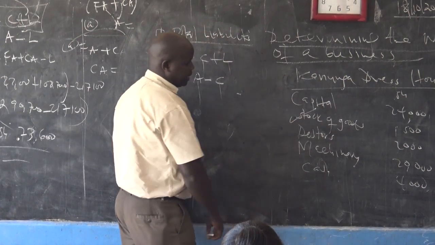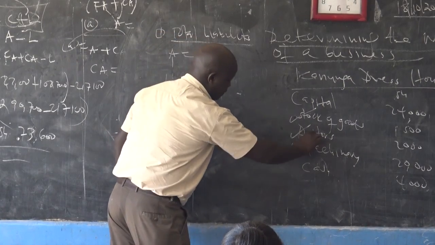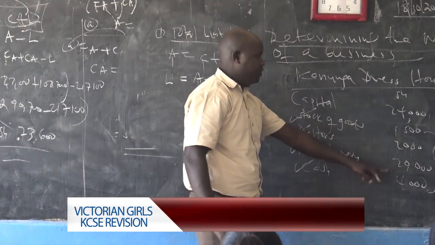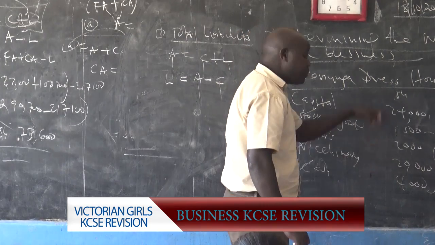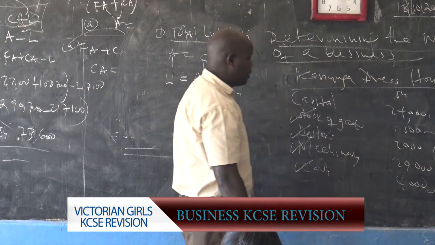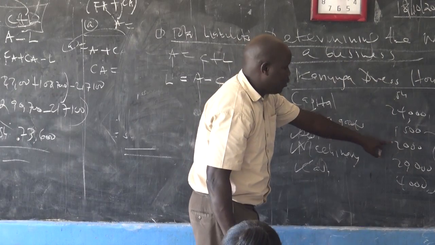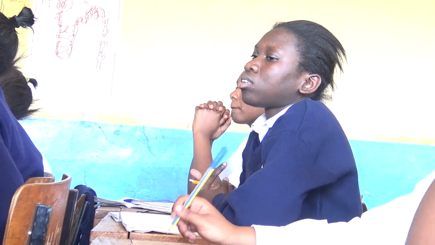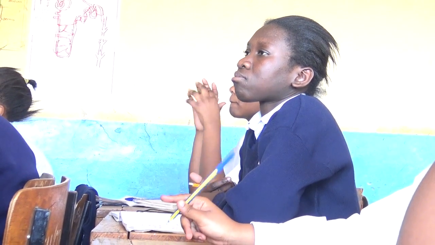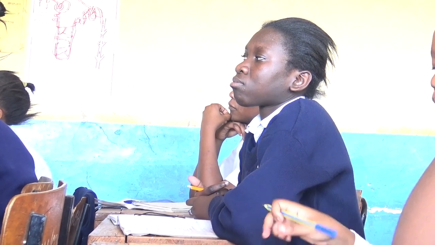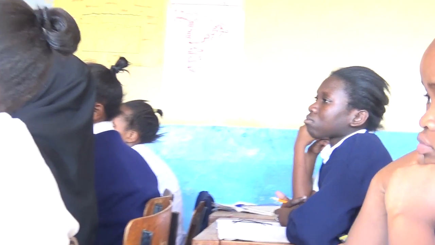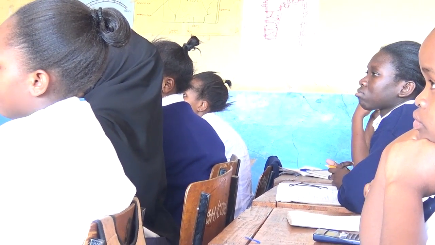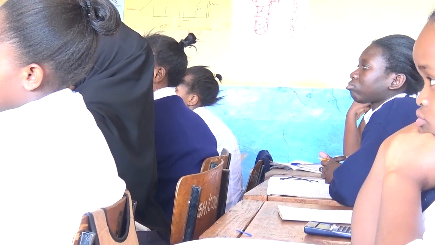This one is an asset, isn't it? Yes. This one? Asset. This one? Asset. So we get our data. Then I will subtract capital from this amount. So we have 1,500 plus 2,000, you get 3,500. 3,500 plus 20,000 gives 23,500. 23,500 plus 4,000 gives 27,500. That is total assets.